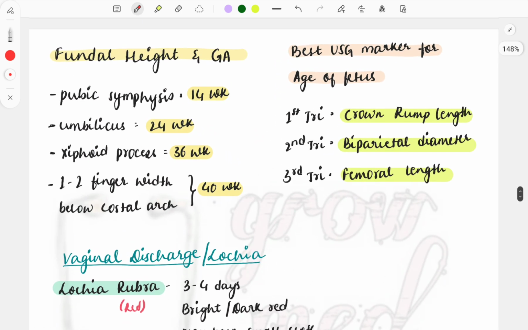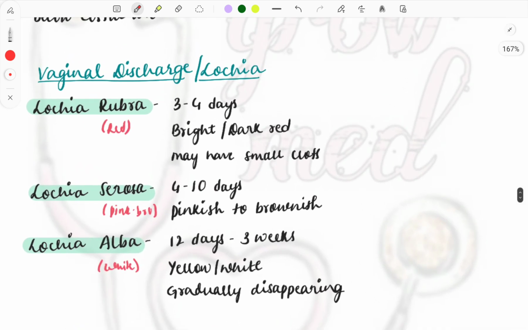Then fundal height and the gestational age. So it will be at the pubic symphysis at 16 weeks, I think. Pubic symphysis पे it will be at 16 weeks. Then umbilicus at 24, xiphoid process पे 36 weeks, and 40 weeks पे 1 to 2 finger width below the costal arch. Best USG markers for the age of the fetus: in the first trimester, crown rump length; second, biparietal diameter; and third, femur length. So this is also a repeat topic.